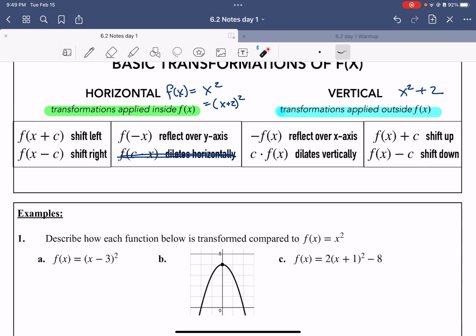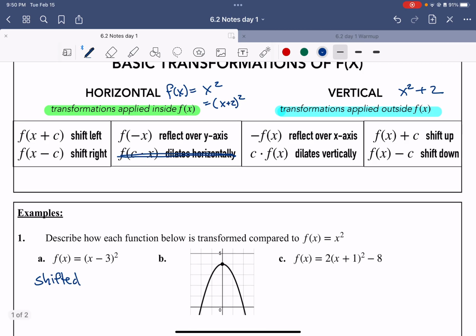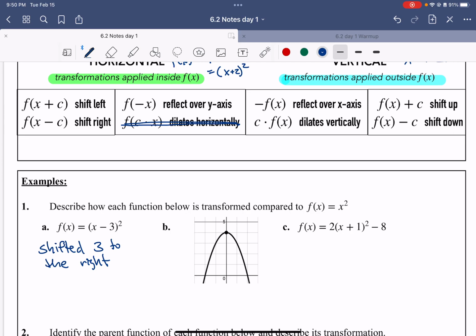Describe how each function below is transformed compared to the parent function of f of x equals x squared. All right, so the first function says f of x equals (x minus 3) squared. So we look at our chart, that's being subtracted inside the function. So that is right here, it's a shift right. So that's all you have to do is you say it's shifted 3 to the right, or shifted to the right 3, however you want to write it. So that is it.